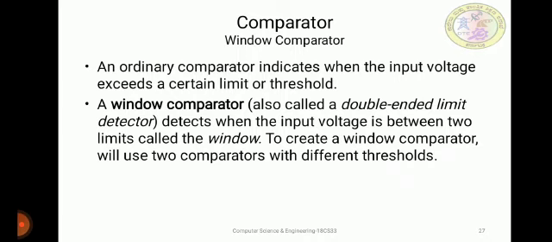Next we have the window comparator. A window detector circuit, or window comparator circuit, or dual edge limit detector circuit, is mainly used to determine whether an unknown input is between two precise reference threshold voltages. It employs two comparators to detect over voltage and under voltage.